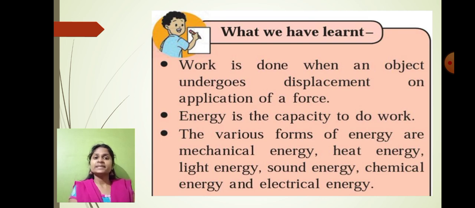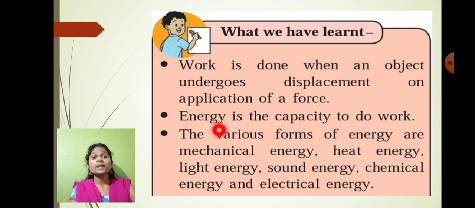Students, here we have completed our lesson number 11, work and energy. Let's recall once again what we have learnt in this chapter. We have learnt what exactly we mean by work. Work is done when an object undergoes a displacement on the application of force. That means when we apply force and the object changes its position, then we say that work has been done. Energy is the capacity to do work.